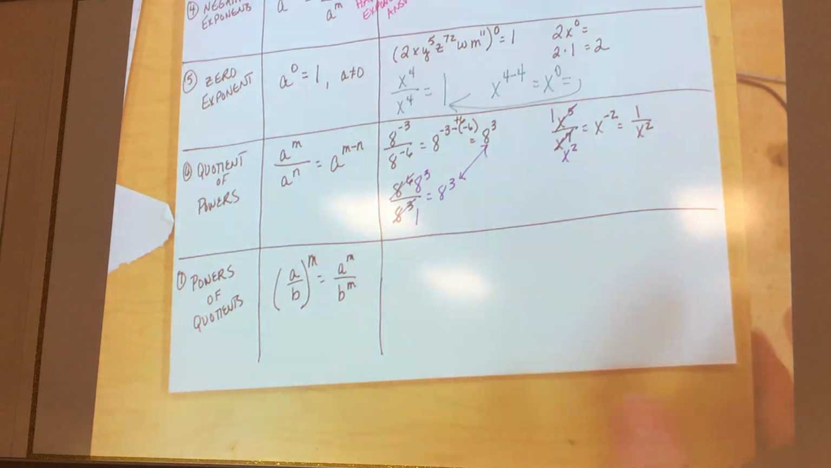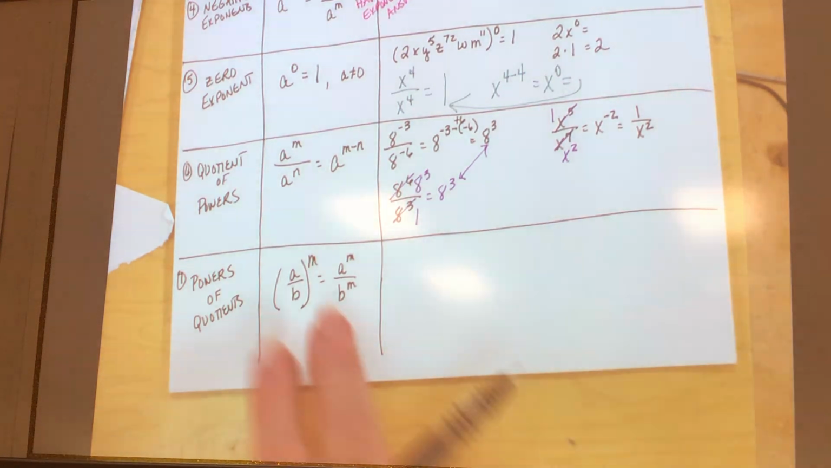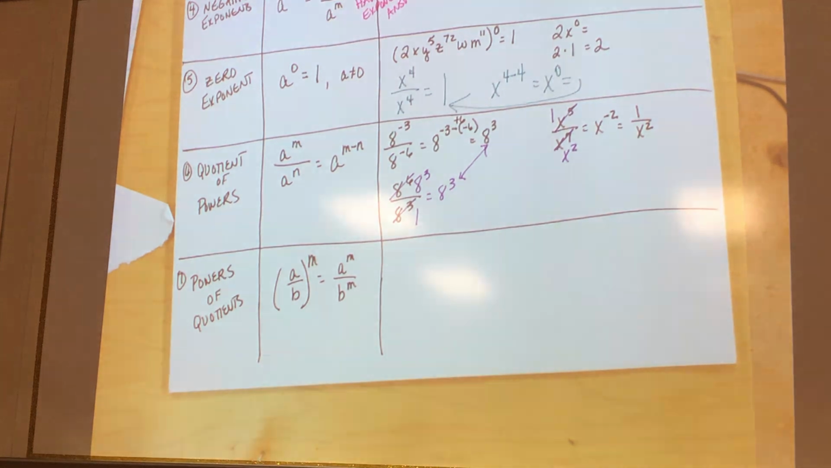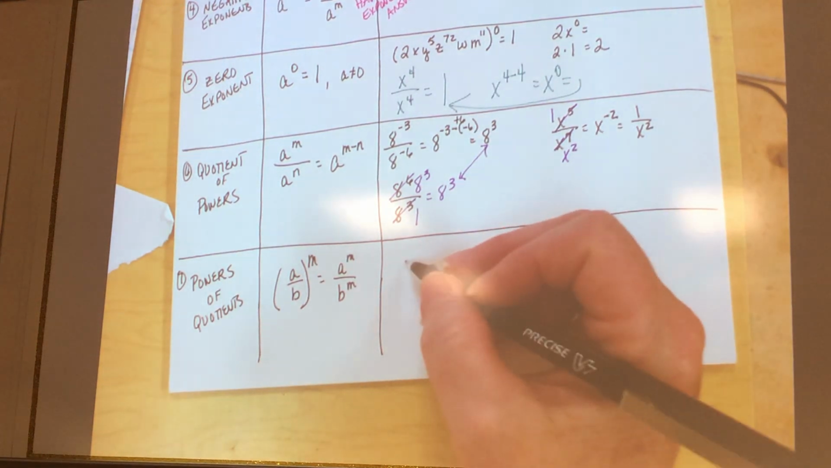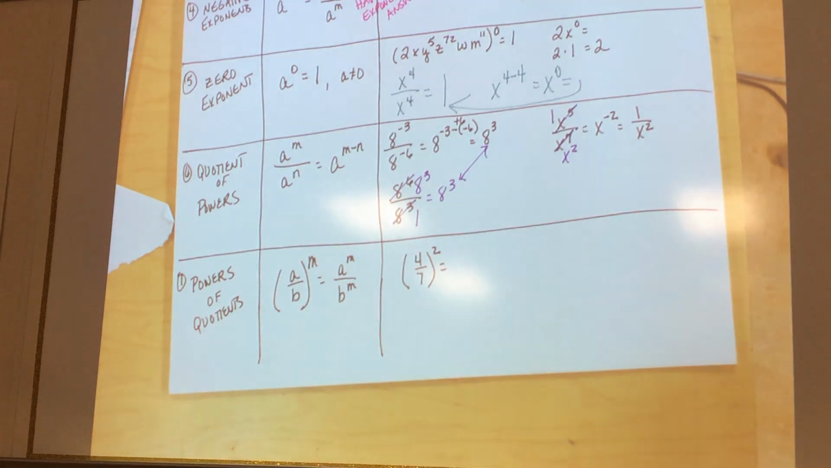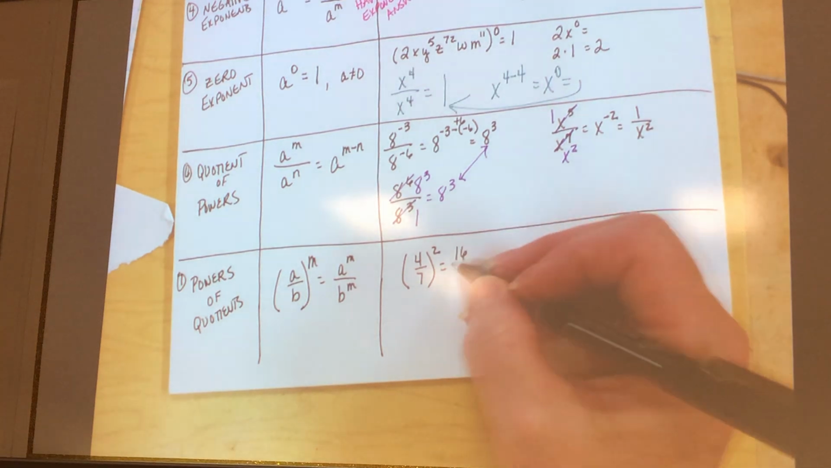Very good. You've done this one before. When we completed the square and you took half of something and you ended up with a fraction, and I said you square the fraction. How do you square it? You square the top and square the bottom. Oh, yeah. Okay? So I'm just going to work one. 4/7 squared. 16 over 49. Very good.